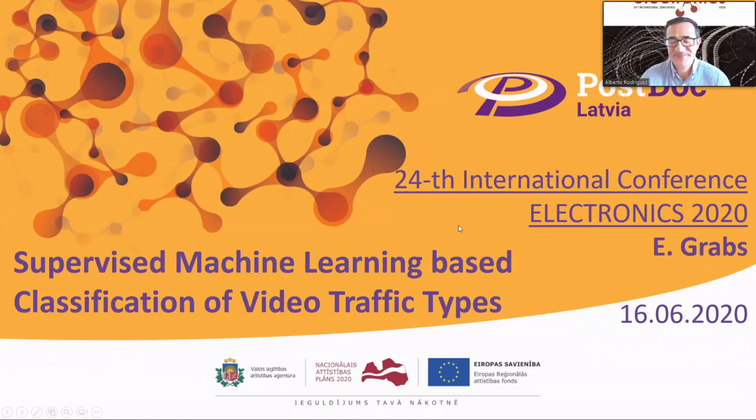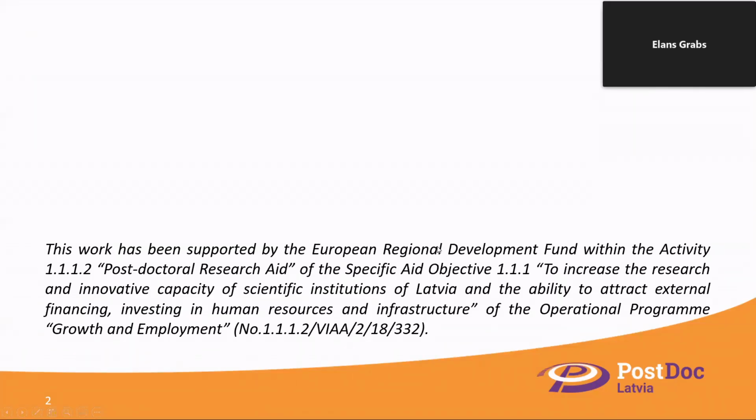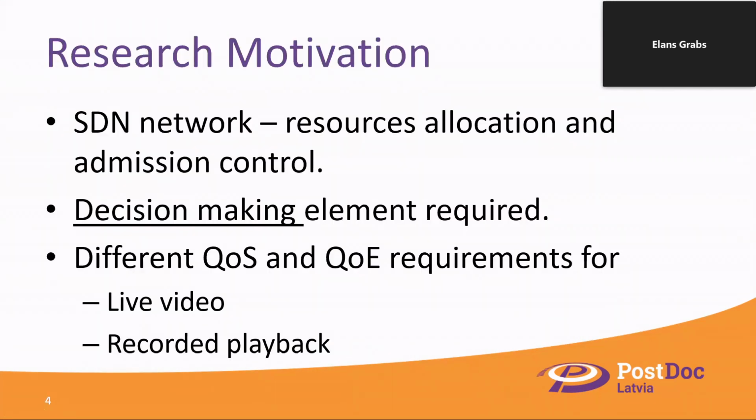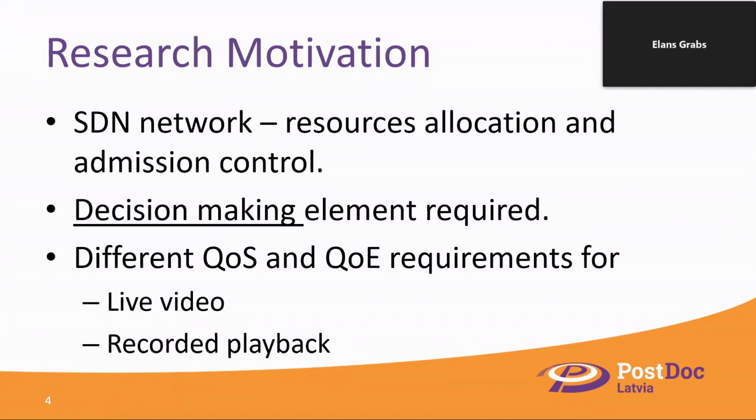I'm a postdoctoral researcher from Latvia, and I'm working on machine learning applied to network traffic in the scope of my postdoctoral project. First, I'd like to share some motivation for why I'm doing this. The idea is very simple. We are going to use an SDN network, which controls the network, to perform resource allocation and control for different types of traffic. But we need some decision-making element because different types of traffic have different requirements. For some traffic, it is better to provide higher bandwidth. For other traffic, latencies.